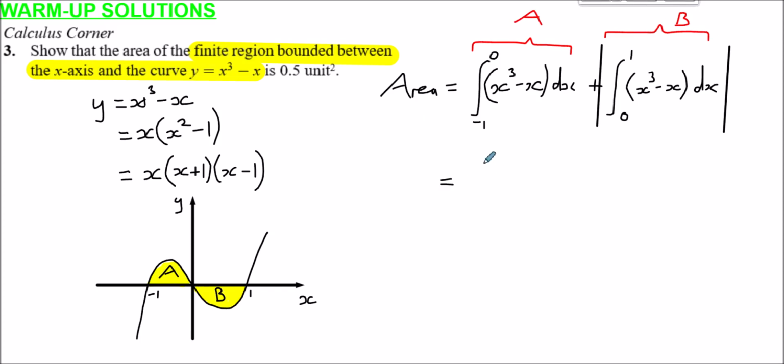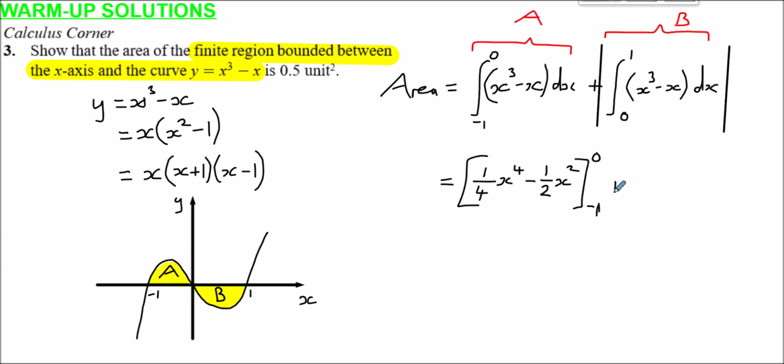So remember, when we integrate, we take the power of the variable, take it up 1, and then divide through by that new power. So x cubed becomes x to the power 4, and we then divide through by that 4, so we get a quarter x to the power 4, and the x becomes x squared, and we divide through by the 2, so we get minus a half x squared, because that was minus an x to begin with, in between the limits of 0 and minus 1.